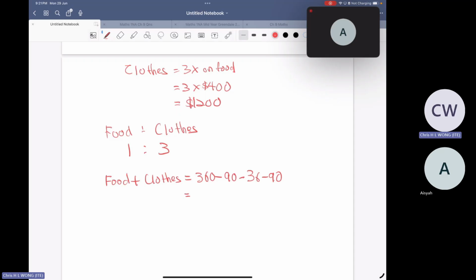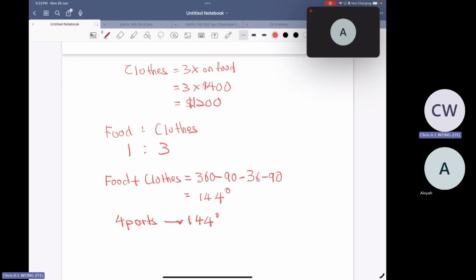So what is the total degree? Actually, 360 minus 90 minus 36 minus 90 gives you 144 degrees. Agree? Yes? So 4 parts give you 144 degrees. Do you agree? All you need, because they want you to express the amount you spend on food, right? What you want is to find out how many degrees is the food. That's all you need, okay?